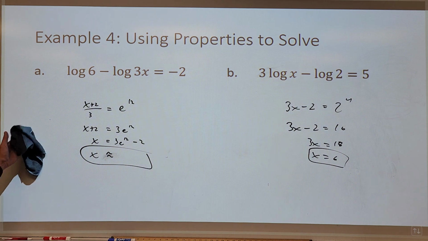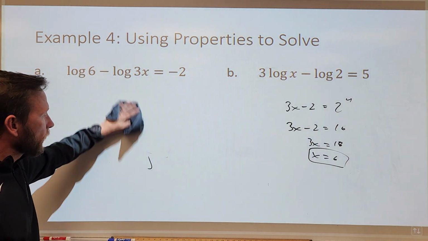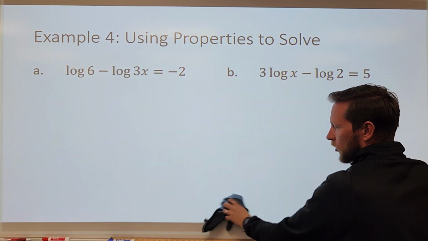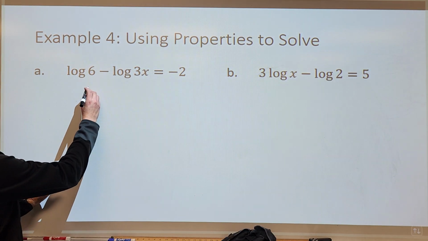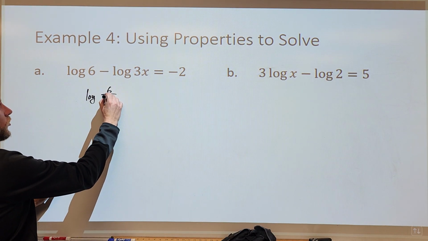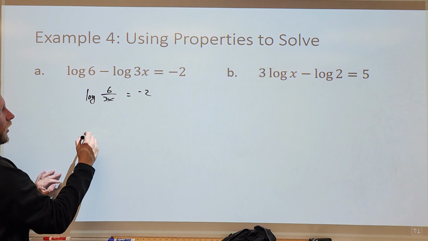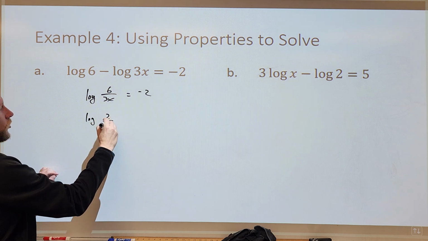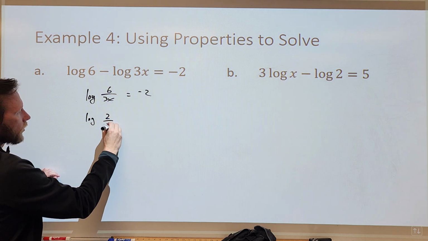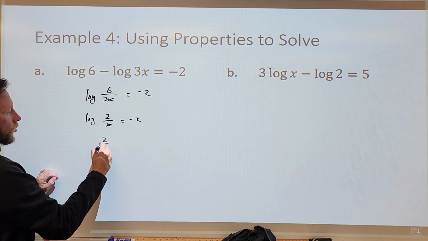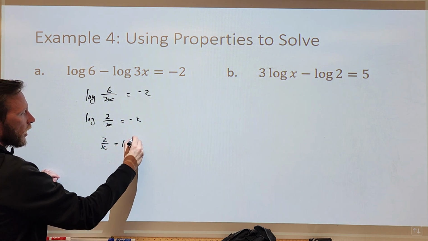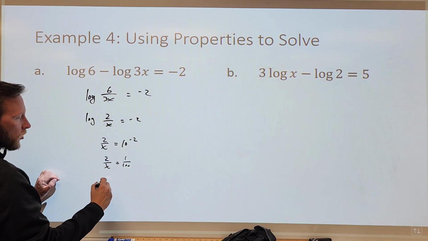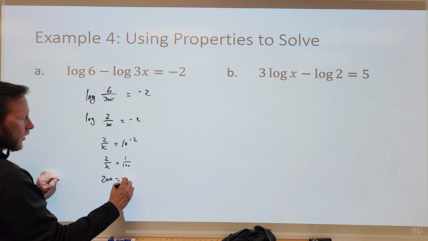All right, now using the properties. This is really the punchline to all that work. So hopefully you're able to solve those things using exponentiation or logarithms. Here, we're going to have to use those properties of logarithms to recognize that I have the log of 6 over 3x is equal to -2, which means that we have the log of 2 over x is equal to -2, and so 2 over x is equal to 10 to the -2nd power, or 2 over x is equal to 1/100th, which means that 200, if I cross multiply, is equal to x.